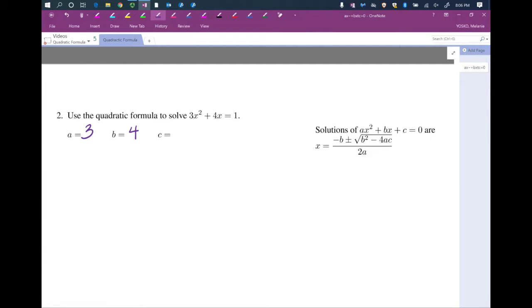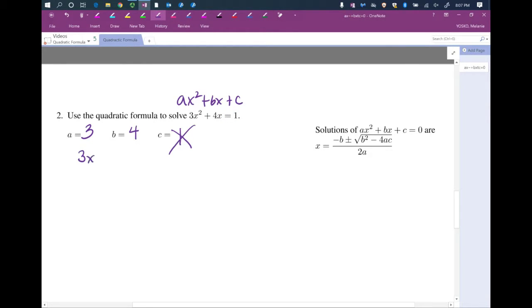You may be tempted to say that C is 1. C is not 1. Why is C not 1? We haven't used that number yet, right? C is not 1 because we do not have our form written correctly. It says solutions of ax squared plus bx plus c equals 0 are given by this quadratic formula. We don't have that, right? We have ax squared plus bx. There's no plus c, right? So we probably need to rewrite this.